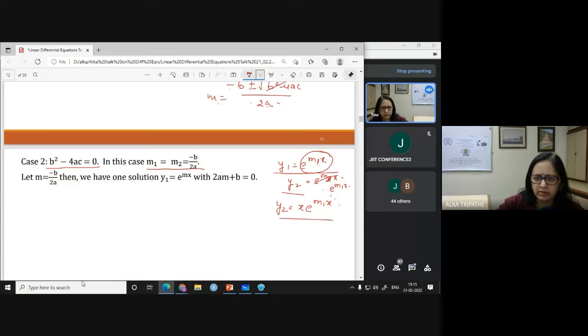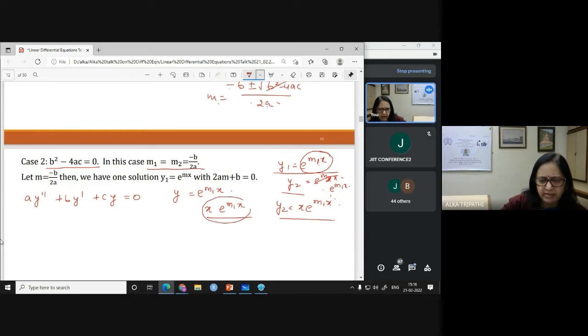This is possible. The reason is, suppose my equation was a y double dash plus b y dash plus c y equal to 0, and I am given that y equal to e to the power m1x is the solution. If I want to prove that x e to the power m1x is also a solution, let me substitute this value and its derivatives in this equation and check it. First derivative, y is equal to this we are saying.